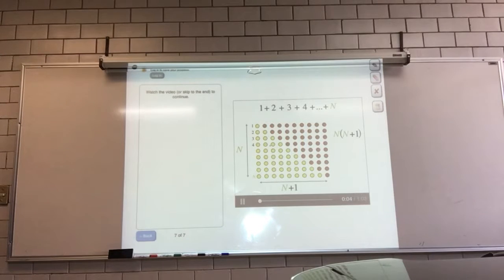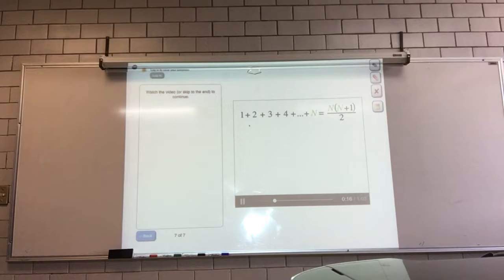Correct. Half are yellow and half are orange. That means the total number of yellow circles, which is the same as this sum up here, is n times n plus 1 over 2. And that's it. Now we have a formula for adding up the numbers from 1 to n. It equals n times n plus 1 over 2.